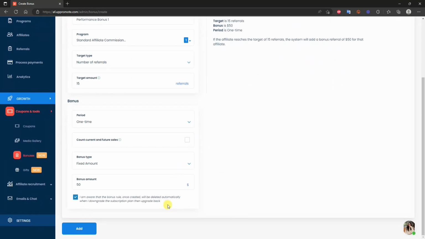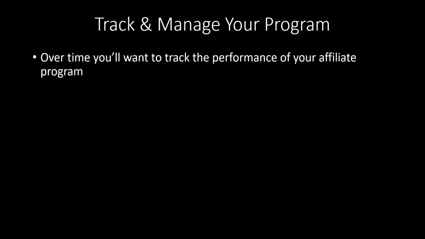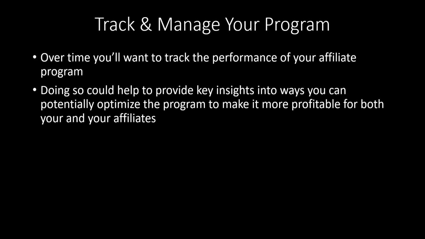So lastly, when it comes to running a successful affiliate program, you want to make sure that you're actually tracking and managing the program itself. So over time, you're just going to want to make sure that you're actually tracking the performance of your affiliate programs. That way you can see whether or not you need to change anything. So performing this tracking can help provide key insights into the ways that you can potentially optimize the program to make it more profitable for both you and your affiliates.